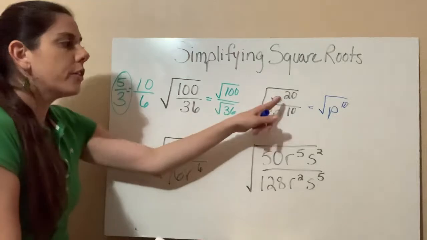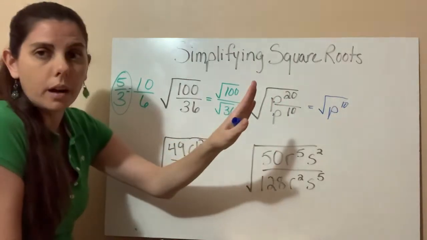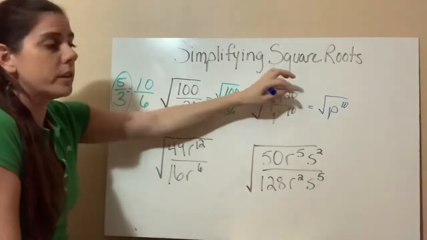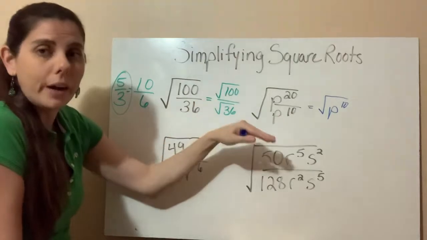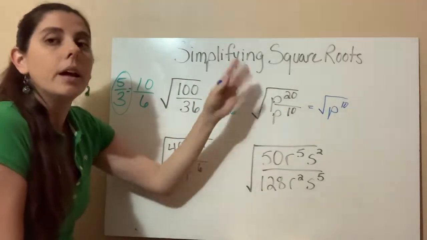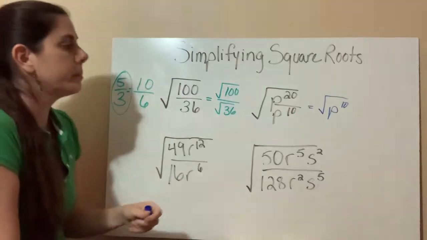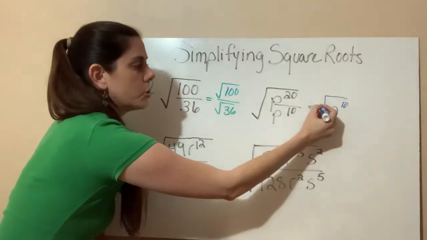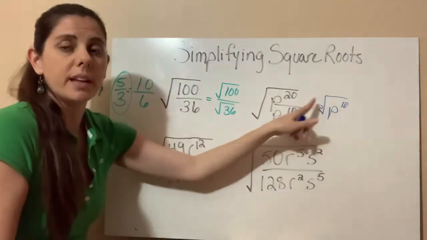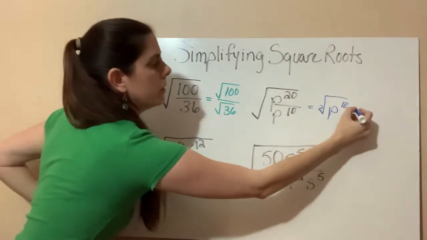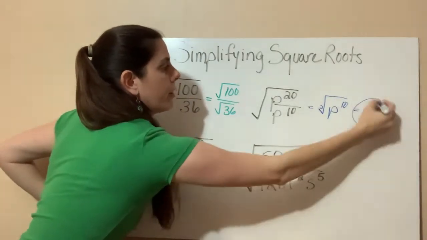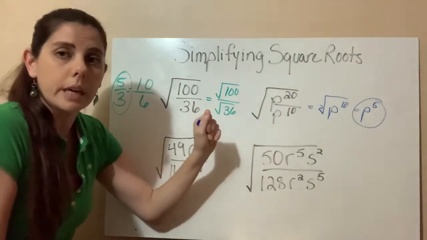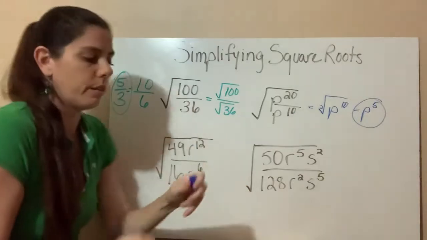The other way that you can write this, and we'll do that in just a minute, is to divide it up like we did here and just have the square root of p to the 20th divided by the square root of p to the 10th. And we'll see how we get the same answer as we work through it. So right now we have the square root of p to the 10th. Again, if we want to use our little trick, we take the exponent 10 and divide it by the root. So 10 divided by 2 would equal p to the 5th. So when we simplify the square root of p to the 20th over p to the 10th, we're going to end up with p to the 5th.